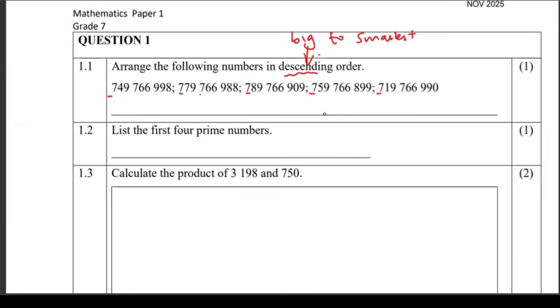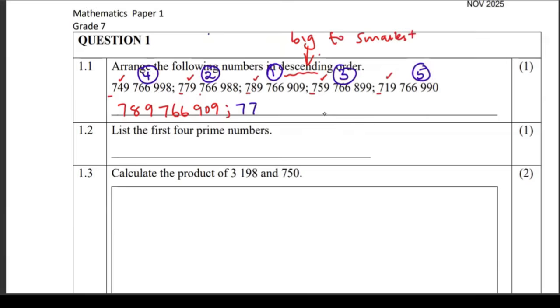Then let me look at the next digit. This is 4. This is 7. This is 8. This is 5. And this is a 1. So meaning that 789766901 becomes the biggest number. Okay, so we're saying this is number 1. Then we have 77 is going to be number 2. And then we have 75 is going to be number 3. 74 is going to be number 4. And then this will be our last number.